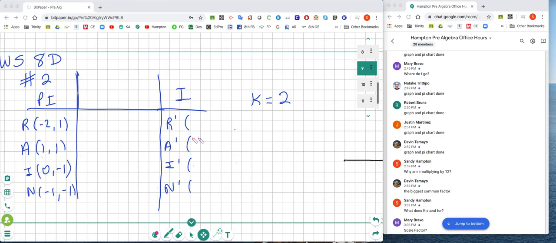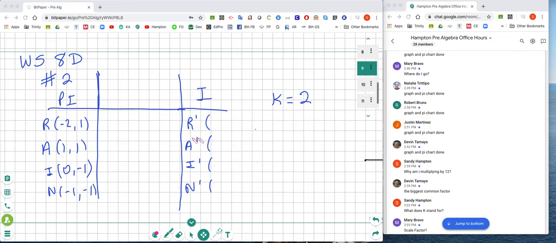We are going to work on worksheet 8D, number 2. So the first thing that you're going to do is draw your T chart, and you're going to put your X and you're going to put your Y. We are going to be doing a dilation, and the value for K that we're going to be using for the dilation is going to be 2. That means that 2 is the scale factor.